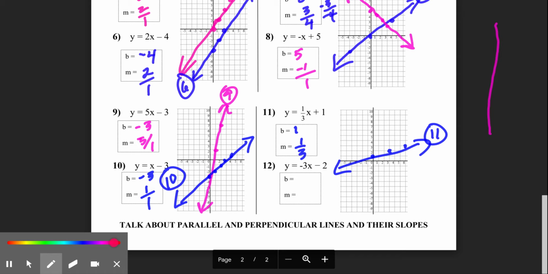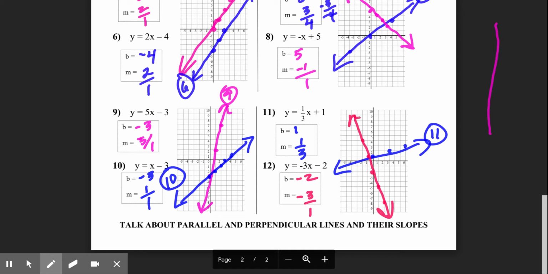Problem 12, our y-intercept is -2, and our slope is -3, which means -3 over 1. So we're just going to start at -2, and then we can go down 1, 2, 3, right 1, 1, 2, 3, right 1, or you could also go up 1, 2, 3, left 1, 1, 2, 3, left 1, just whatever you want to do there.